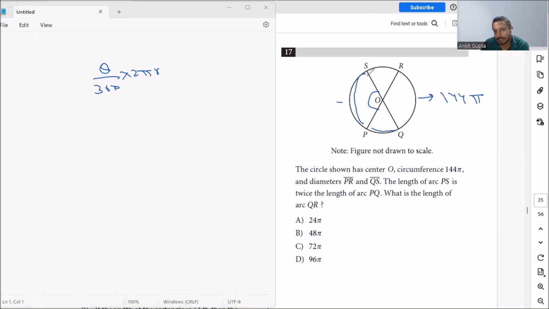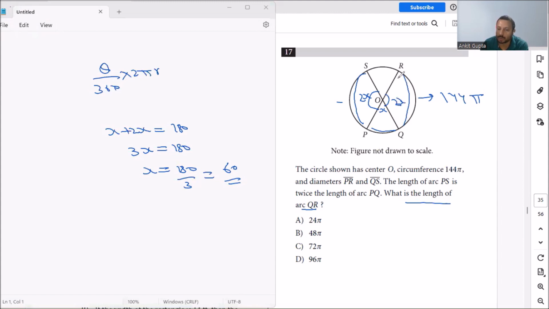Now, since the length of this arc PS is twice the length of this arc PQ, so if this angle was x, this angle will become 2x. That means the sum of the two angles, x plus 2x, which are making a straight line, will be 180 degree. 3x is equal to 180, or x is equal to 180 by 3, or will be equal to 60. Now, what is the length of the arc QR? If you look at the arc QR, it is actually opposite to this angle, right? Or it is forming this angle with the center, which is same as 2x. That means length of arc QR will be the same as length of arc PS.